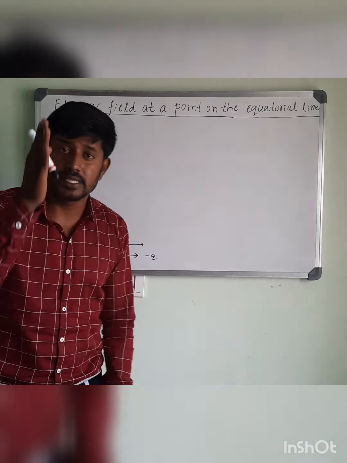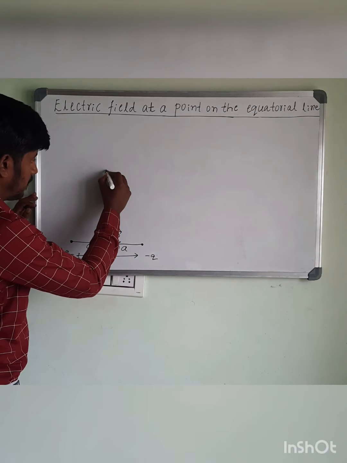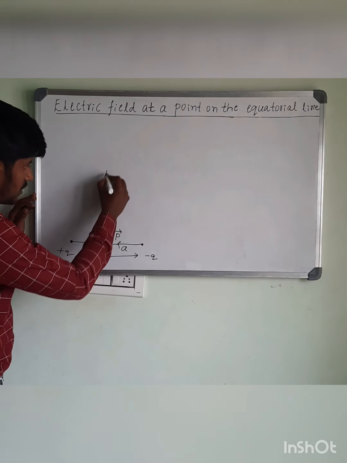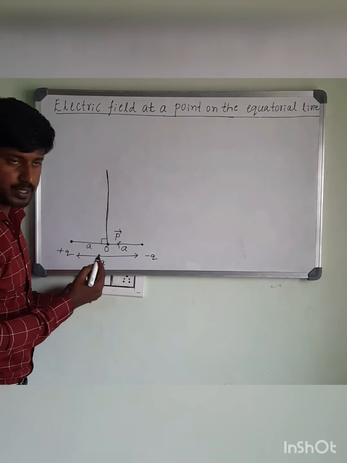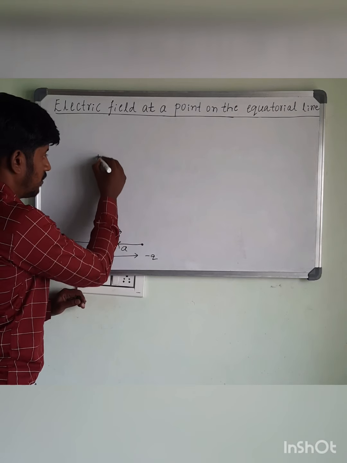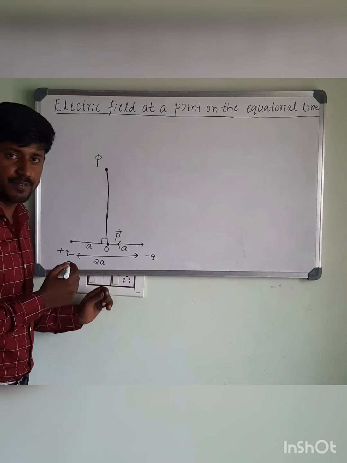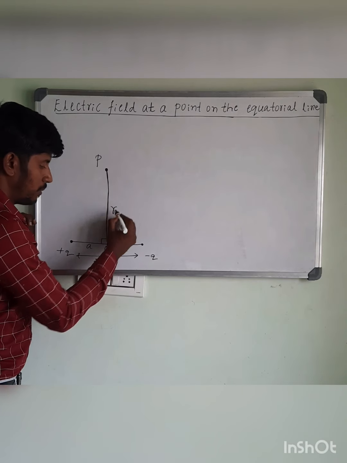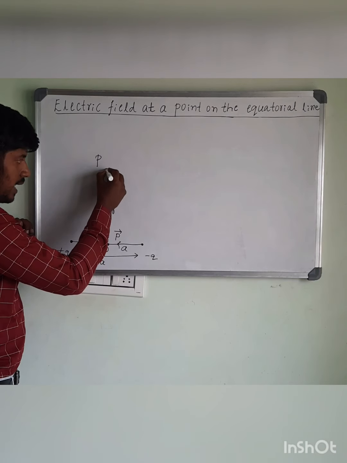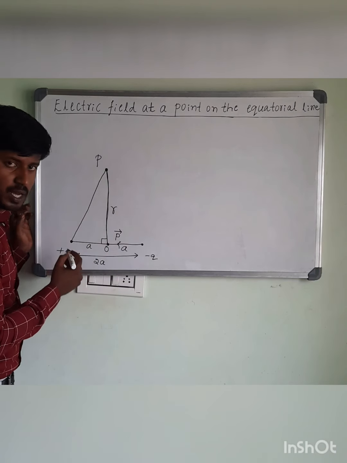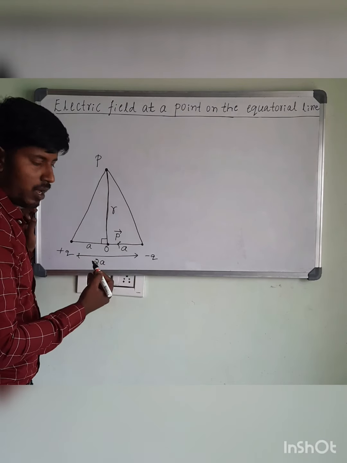The equatorial line means it is a line which is perpendicular to dipole axis. Yes, this is an equatorial line because it is perpendicular to dipole axis. Consider a point P on the equatorial line at which we are going to find electric field. The distance of that point P from the center of the dipole is r. And now draw a line from point P to positive charge. Similarly, draw one more line from point P to negative charge.